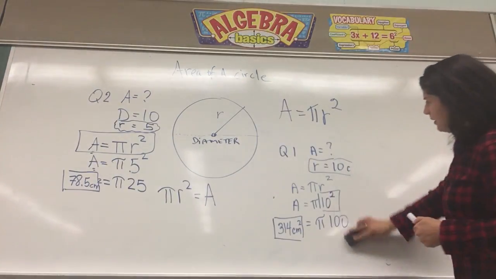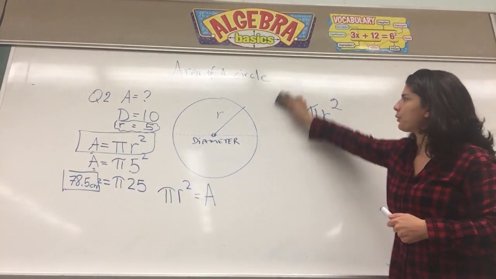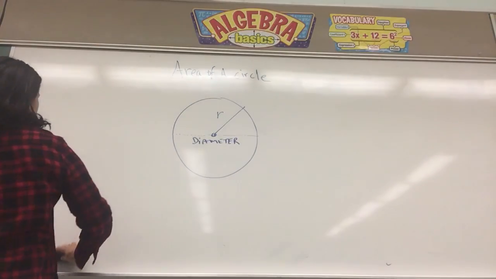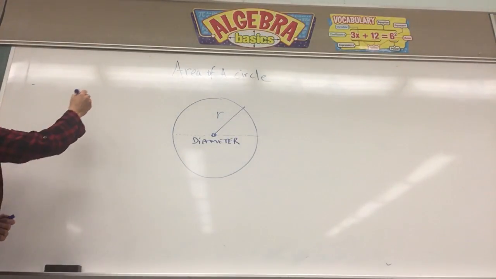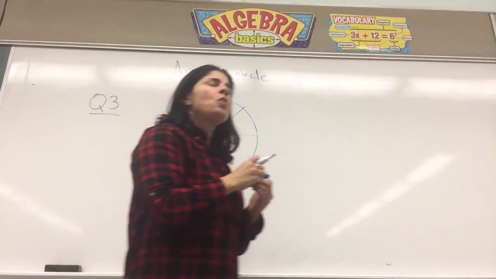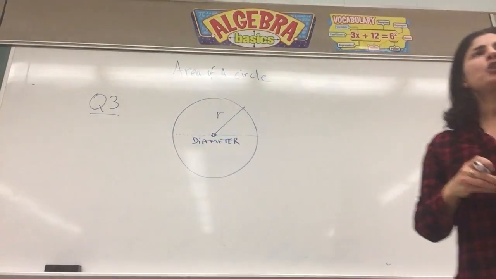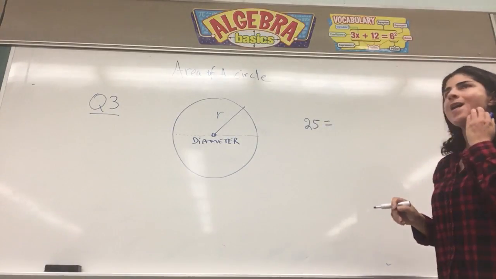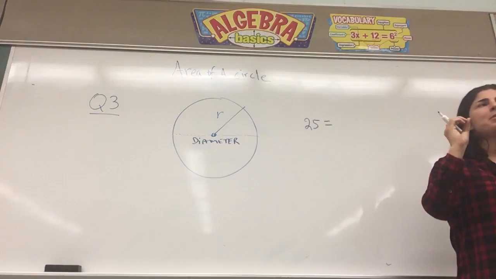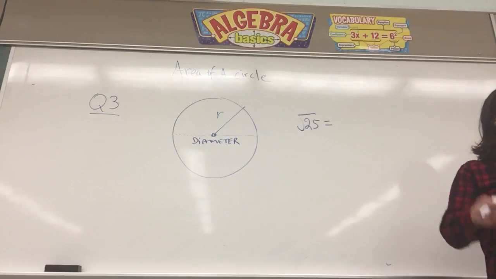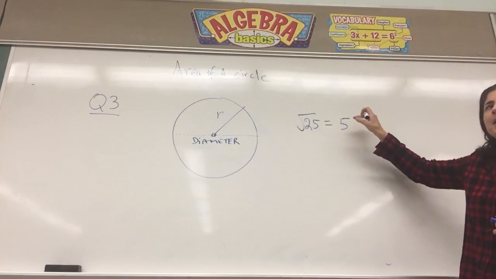Let's move forward to something a little more difficult for question 3. All right, so here we go. Now, before I get to question 3, I'm going to ask you a question. What if I told you 25, and I asked you what number equals 25, like the same number? What's the square root of 25? What's the number times itself that equals 25? 5.